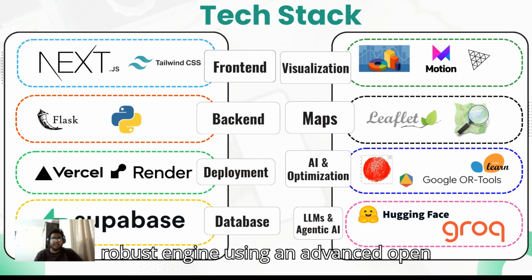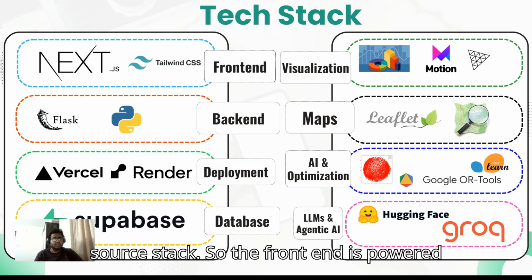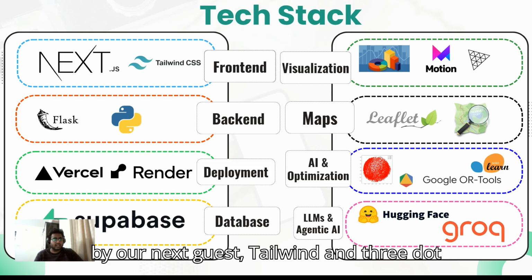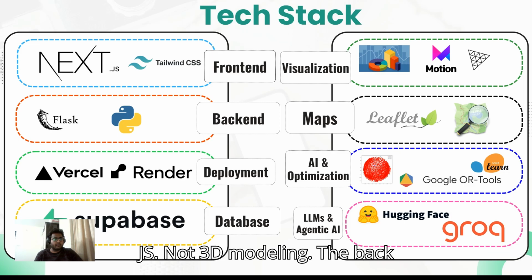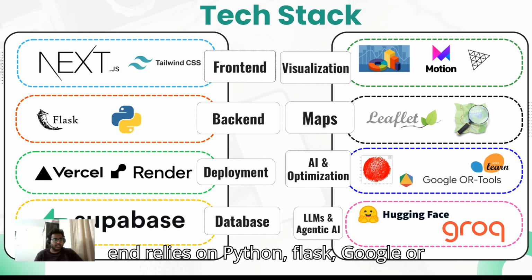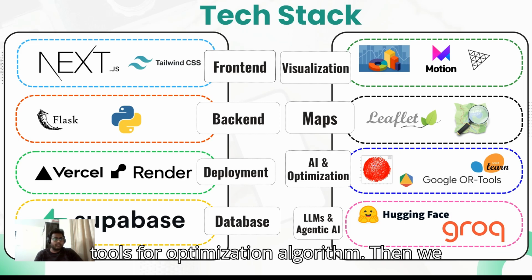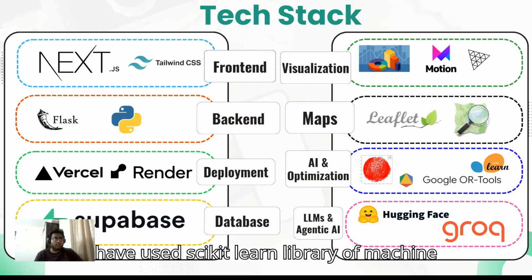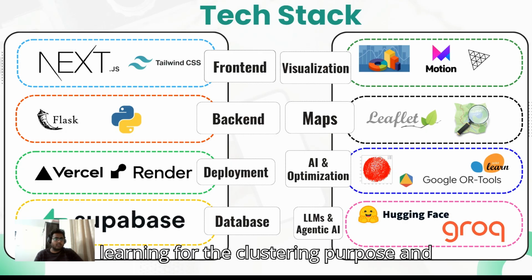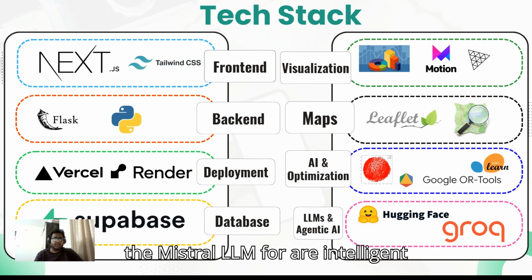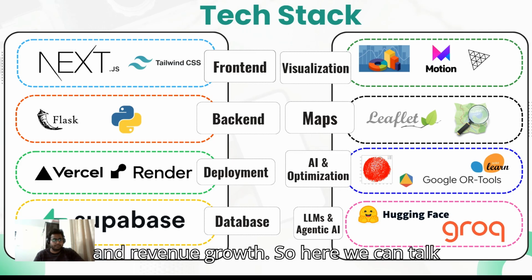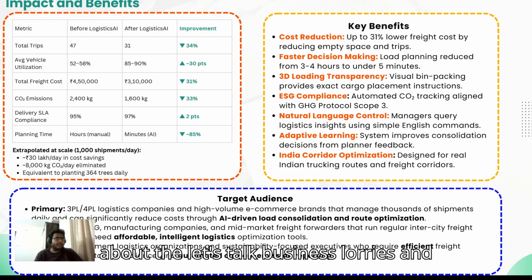So the tech stack that we have used is this: we have built this robust engine using an advanced open source stack. The front end is powered by Next.js, Tailwind, and Three.js for our 3D modeling. The backend relies on Python, Flask, and Google OR-Tools for the optimization algorithms. Then we have used the scikit-learn machine learning library for the clustering purpose, and the Mistral LLM for our intelligent copilot.